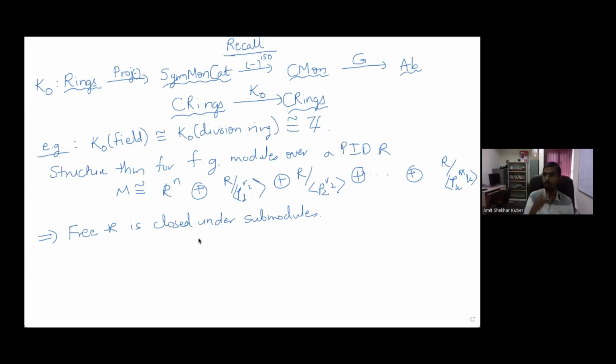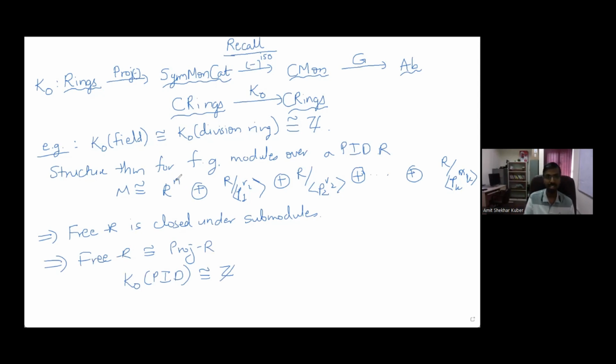So a submodule of a free module is again a free module, and therefore free R is the same. Yes, we have a stronger result in this case: free R is the same as Proj. We don't just say that every direct summand of a free module is free, we are saying every submodule of a free module is free. So free R is the same as Proj, which means again we get a kind of boring result, which is that K0 of a PID is isomorphic to Z.